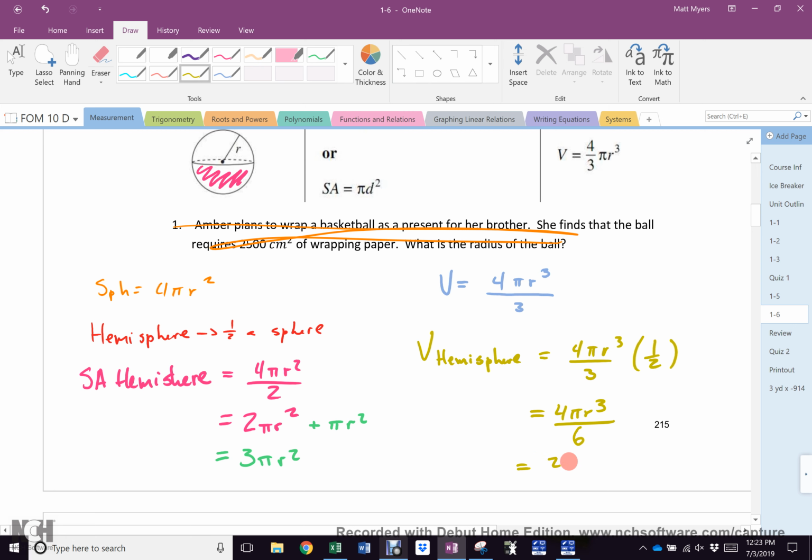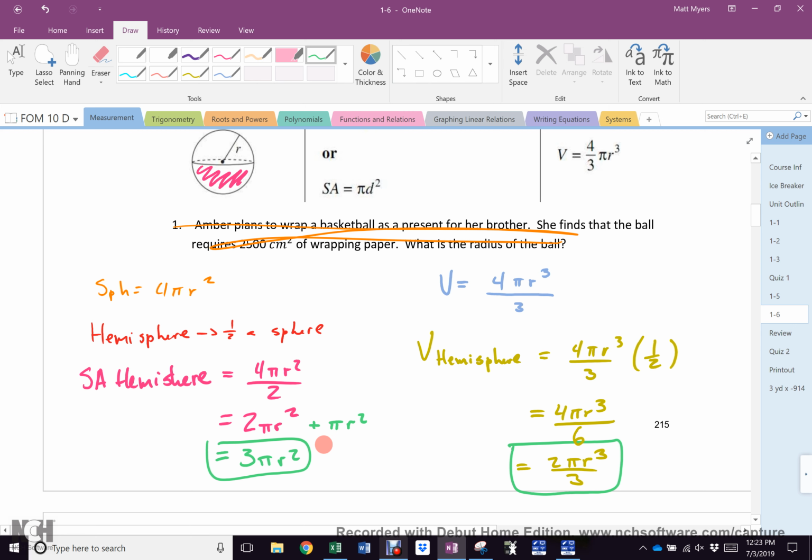Reduce 2 pi r cubed over 3. Those are my hemispheres. They don't show up on any of your formula sheets because we expect you to be able to divide by 2 and understand that you're creating a new circle there. But I've shown you anyway.